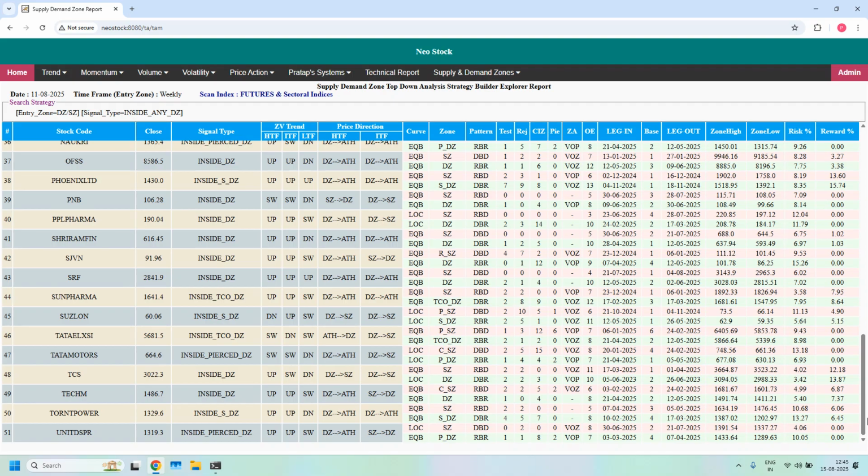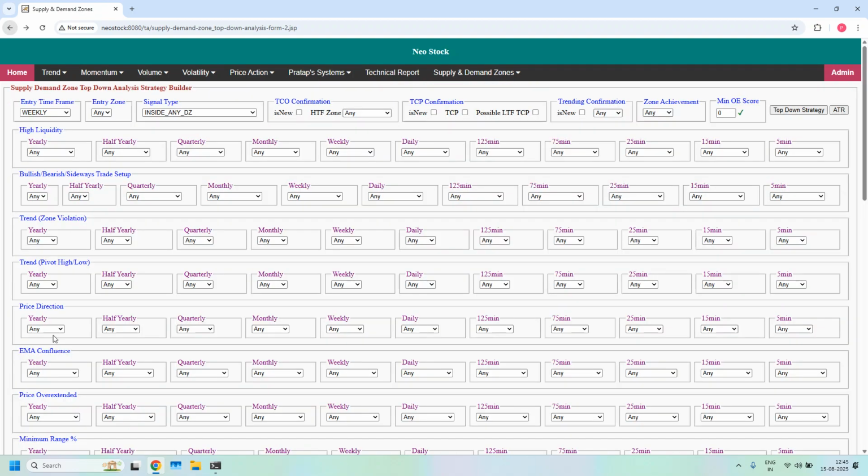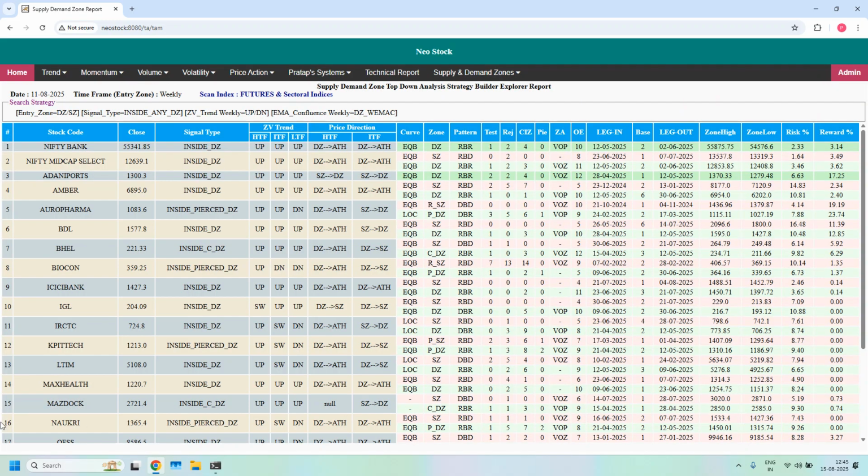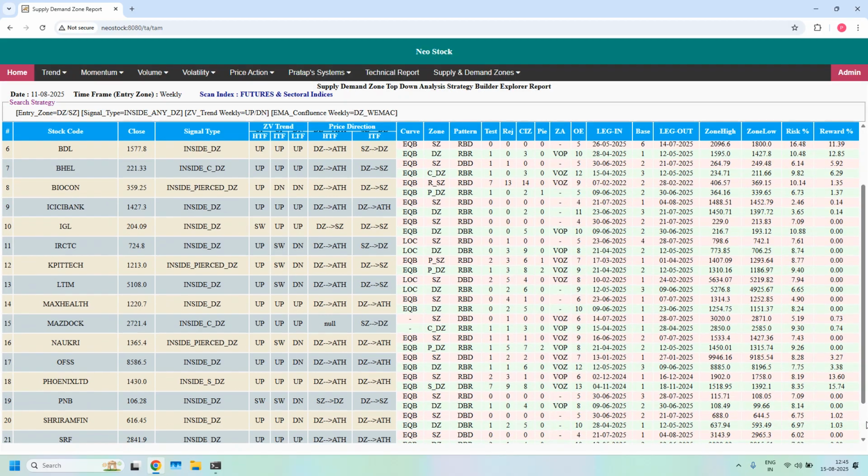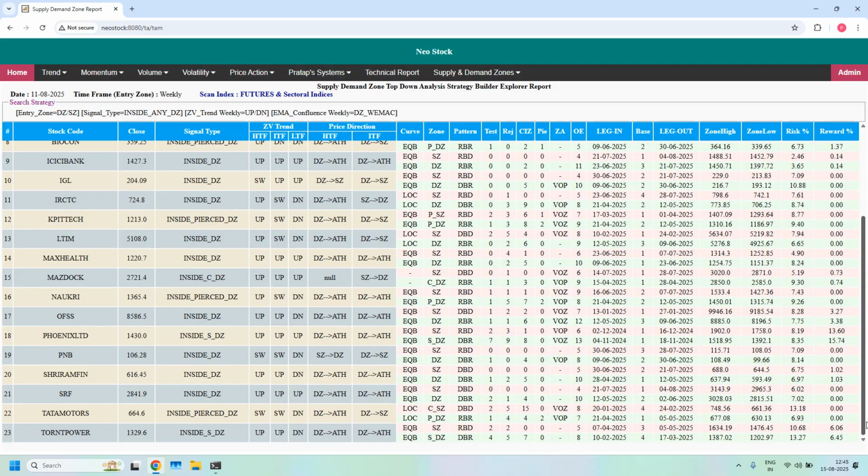Let us further filter this list based on weekly demand zone having weekly EMA confluence, and trend on the weekly should not be sideways. Now the list is reduced. First 16 stocks on the list, including Nifty Bank and Nifty Mid Cap Select. Scrolling the list down. So total 23 stocks are filtered.